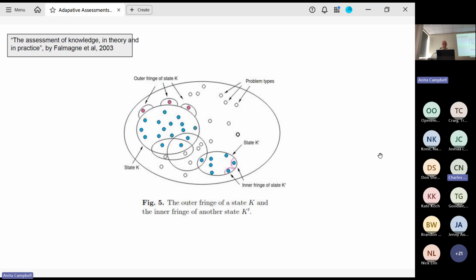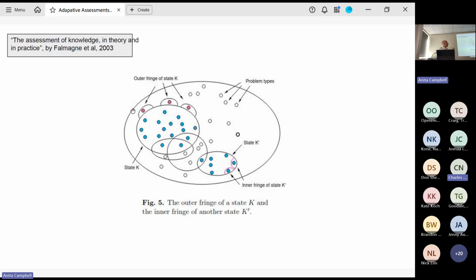So the output of one of these assessments is what we call a feasible set, and that's this circle here that has the blue dots in it. And these concepts that are one step away from that set, that's this thing called the outer fringe. And those are the questions the student is most ready to learn next that I mentioned before.